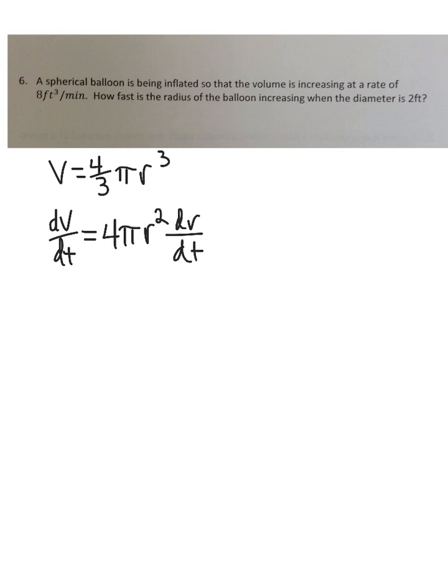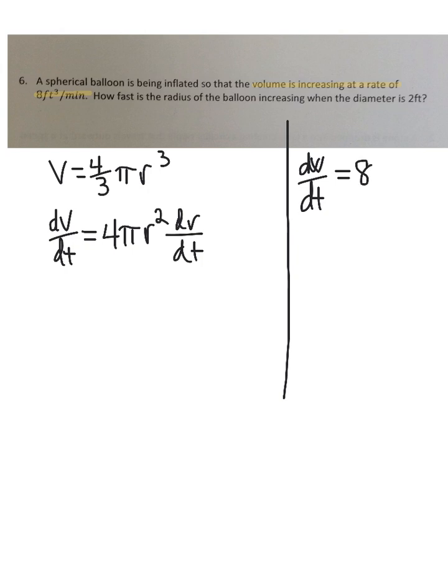Okay, so let's take a minute and let's write down the things that they gave us, or the things that they're asking us to find. Okay, so let's read the first sentence that we have here. It says that the balloon is being inflated so that the volume is increasing at a rate of 8 feet cubed per minute. So knowing that, then we know that that is dV/dt. And it's increasing, so that would be a positive 8.